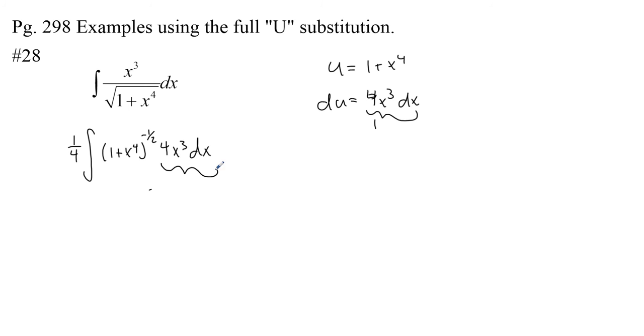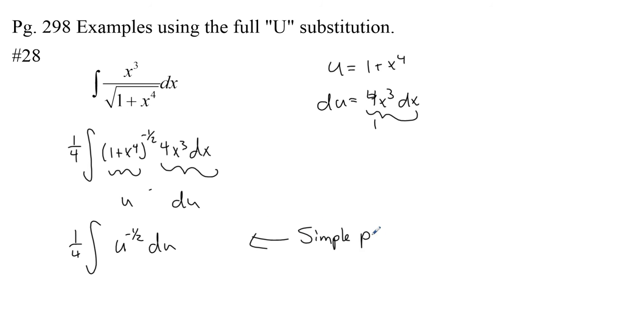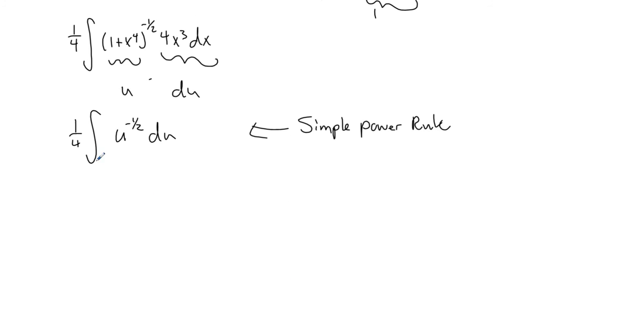And now I can replace this portion with du, and this portion here with u, and say that this is 1/4 integral u to the negative 1/2 du. And now I can do the simple power rule very easily here. So I'll have 1/4, and then this will be u to the 1/2 over 1/2, plus some constant c. If I divide by half, it's like multiplying by the reciprocal, so I'll be multiplying by 2. 2 times a 4th is a half, so I have a half u to the 1/2 plus c.